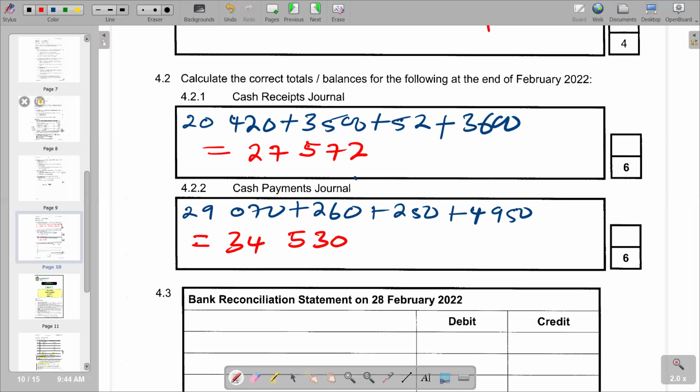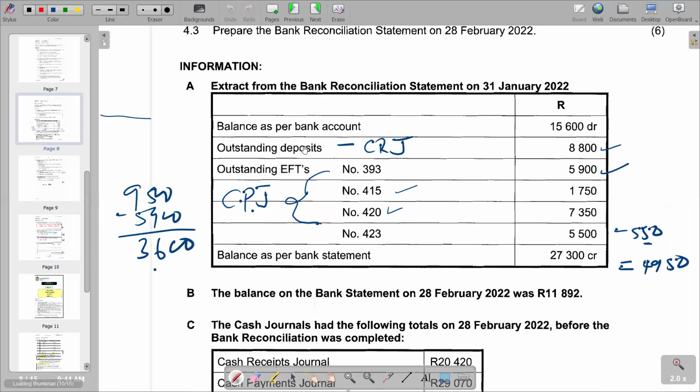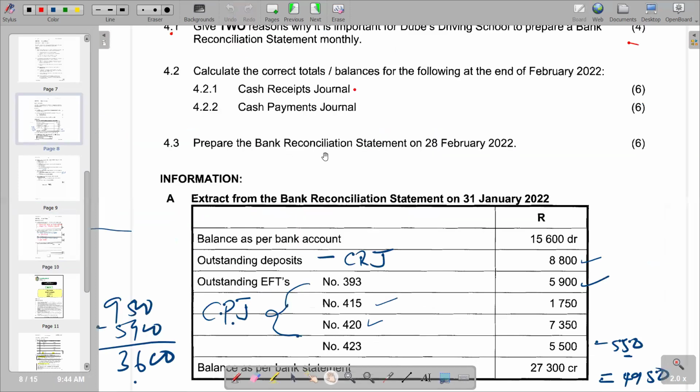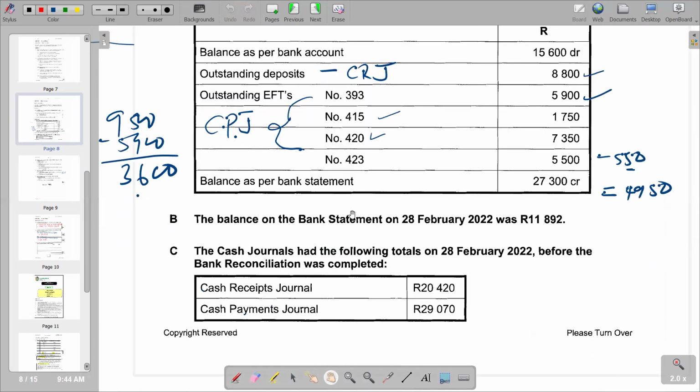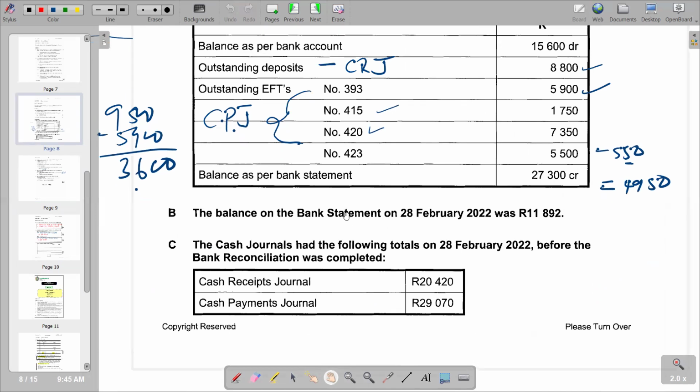So we can see the next question that we have. The next question is saying prepare a bank reconciliation statement on 28 February 2022. Our question has got 6 months. So remember, the important thing at this stage is to find the opening balance that we are going to use in the bank reconciliation. But we are given it here. The balance that we are given for the bank statement will be the balance that we're going to start with in the bank reconciliation statement.